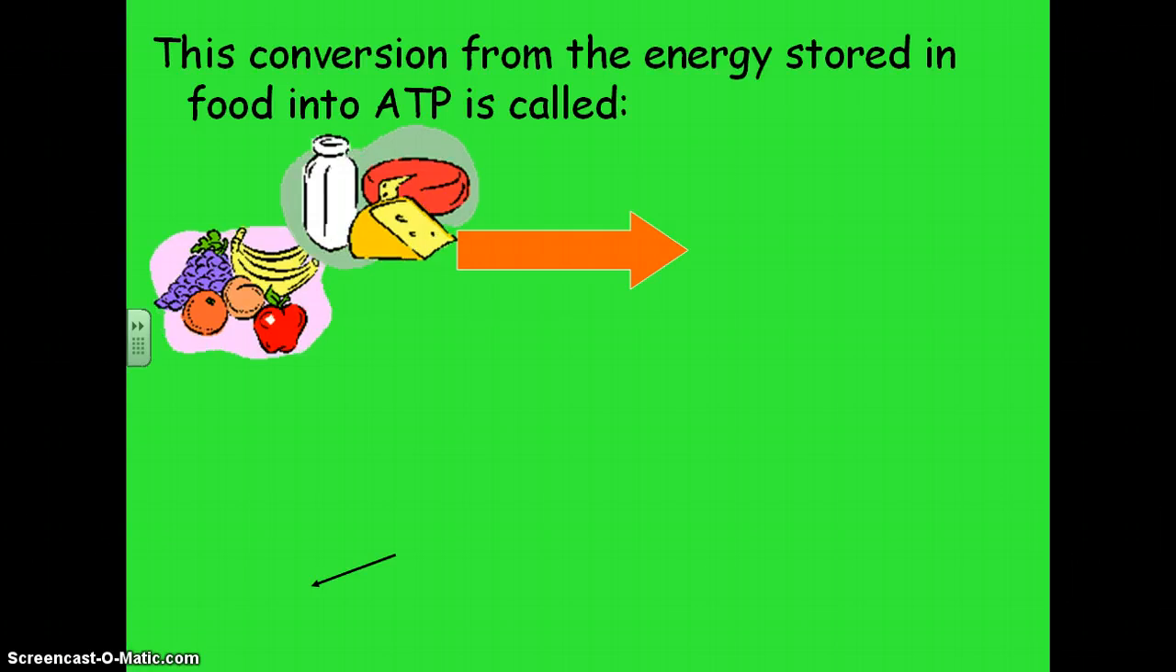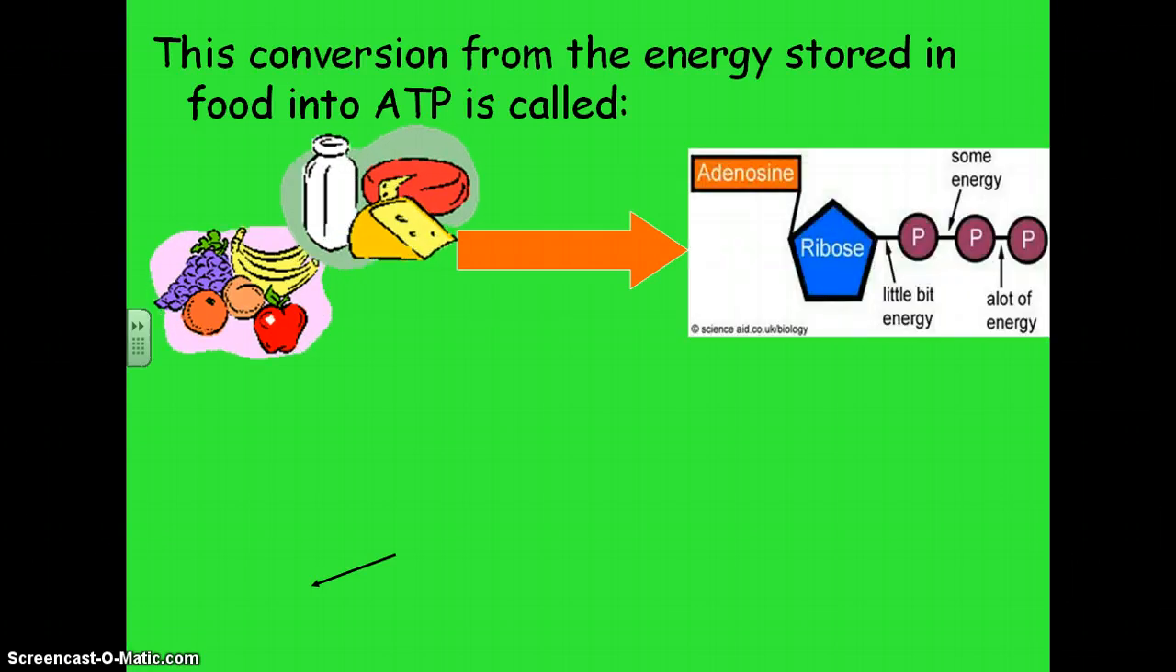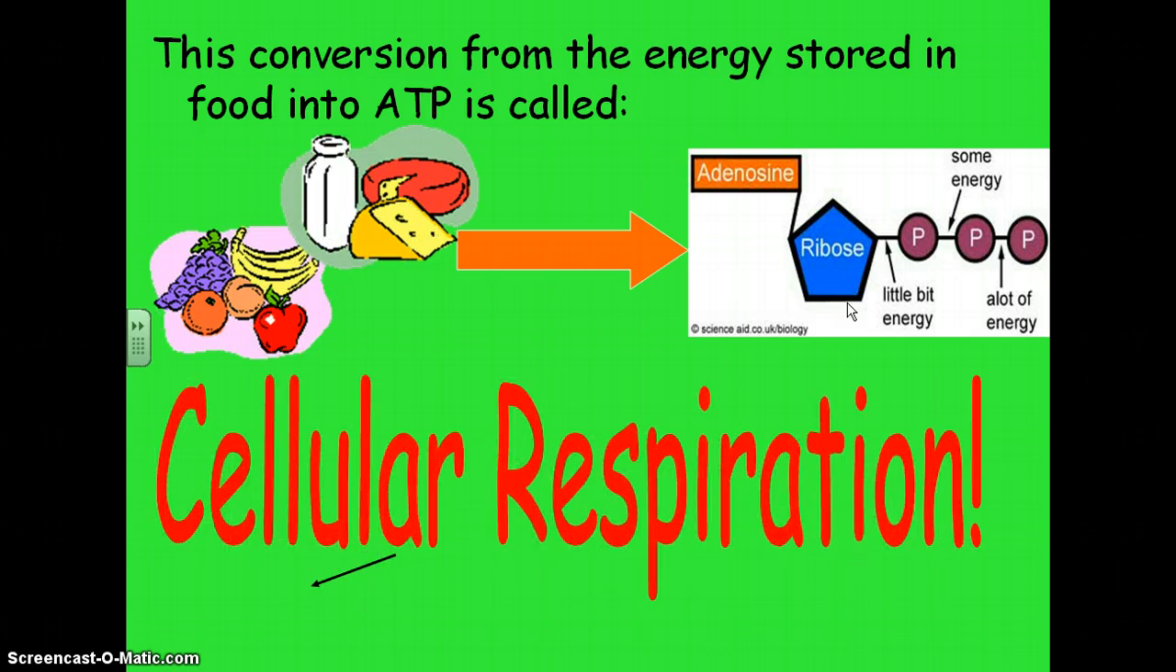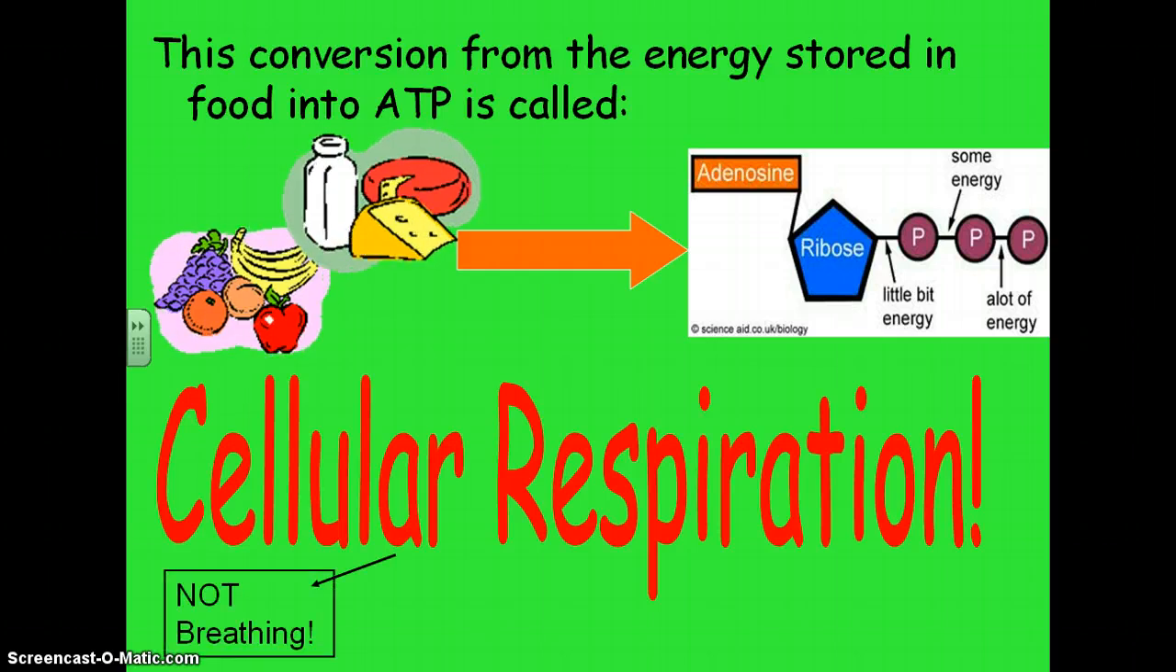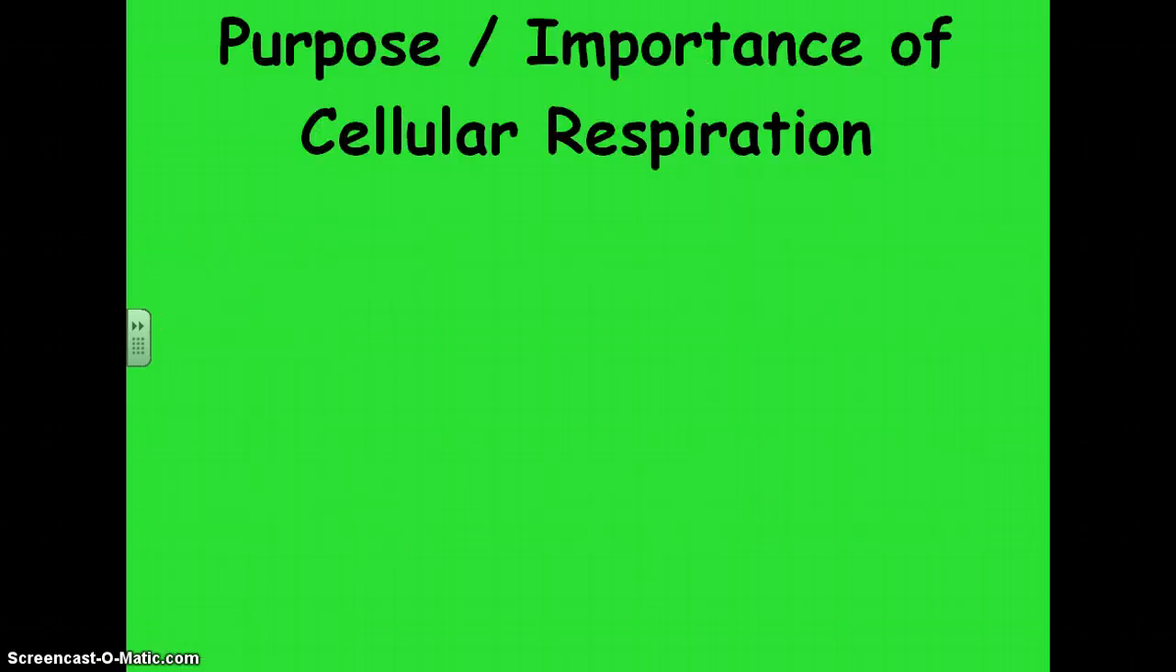This conversion from the energy stored in food into ATP, and here we see the food we eat, and here's an ATP, is called cellular respiration. So taking our food, breaking it down to get usable cellular energy is called cellular respiration. And again, this is not breathing. Respiration is what you do when you breathe, but we're not talking about breathing. We're talking about the breaking down of food to ATP.